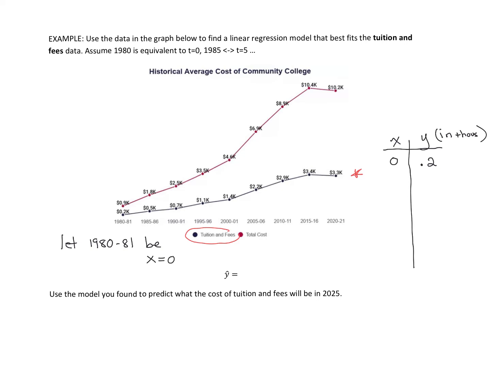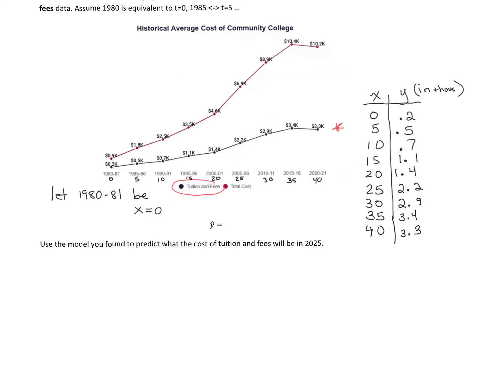I'm going to fill in the table with the other values. We notice that each of the years goes up by 5, so our x values increase by 5 every time. And I have written down the correlated y values. Let's find a model first and then use the model to predict what the cost of tuition and fees would be in 2025, which would be the next value here, which should be 45. So we want to use the model to find the corresponding y value.